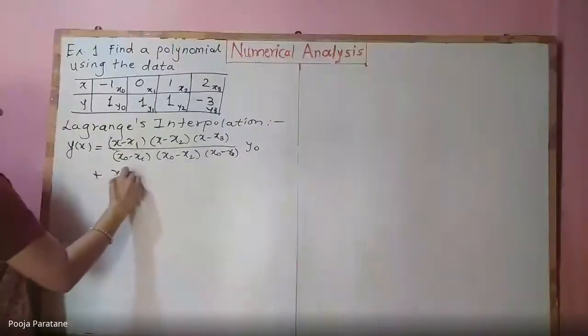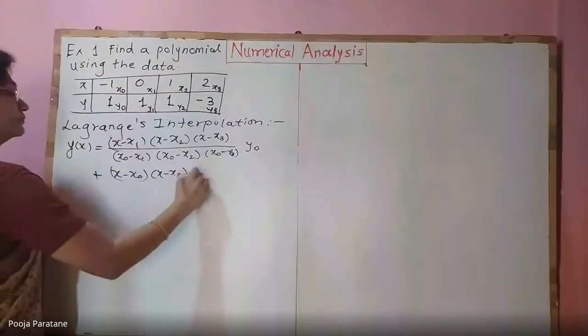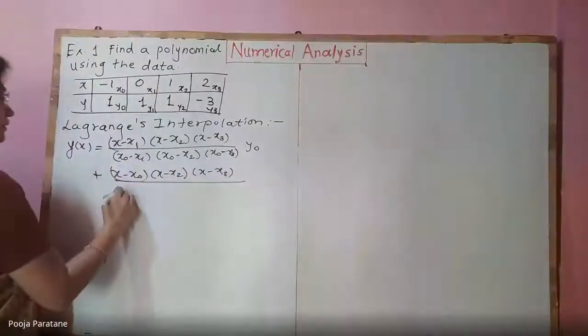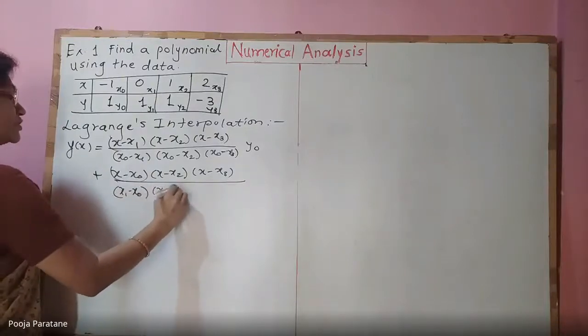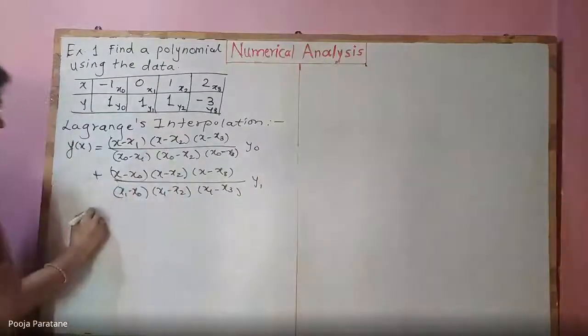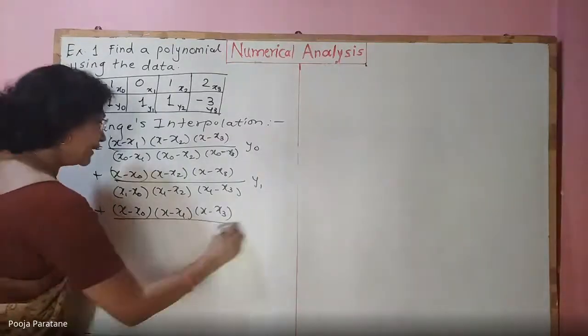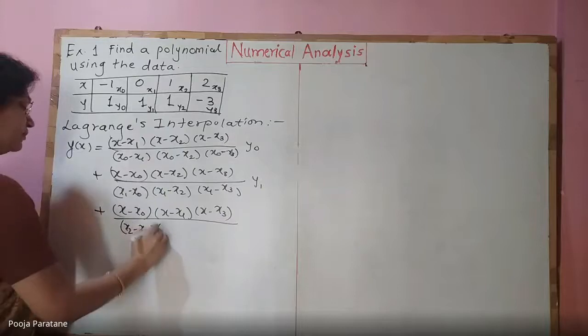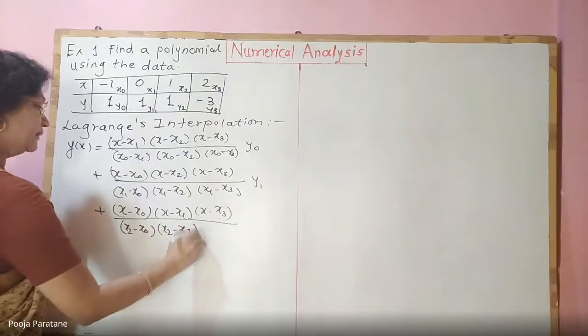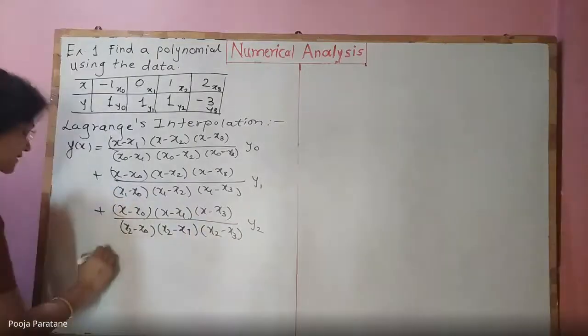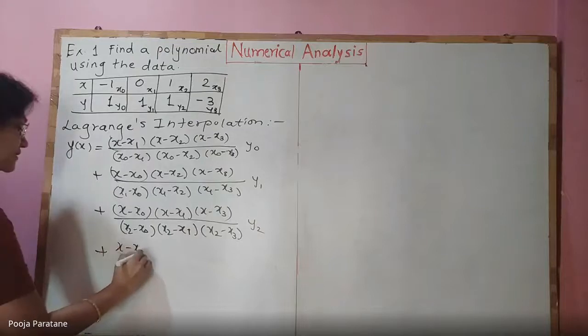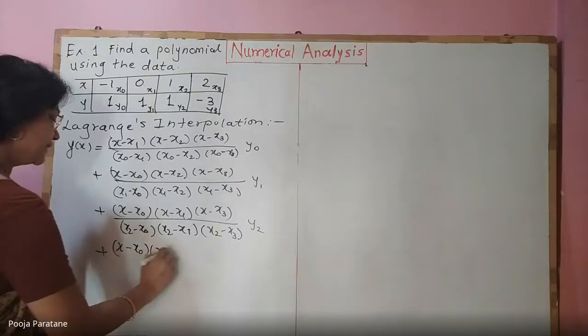Upon x0 minus x1, x0 minus x2, x0 minus x3, y0, plus the second term, x minus x0, x minus x2, x minus x3, upon x1 minus x0, x1 minus x2, x1 minus x3, and y1, plus, as we are writing it for y2, x minus x0, x minus x1 and x minus x3, upon x2 minus x0, x2 minus x1, x2 minus x3, y2, and the last term, x minus x0, x minus x1, x minus x2, upon x3 minus x0, x3 minus x1, x3 minus x2, y3.